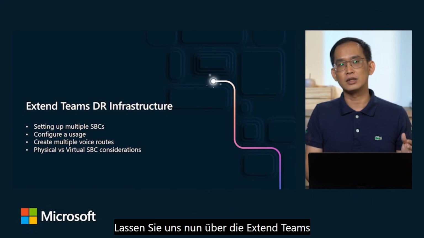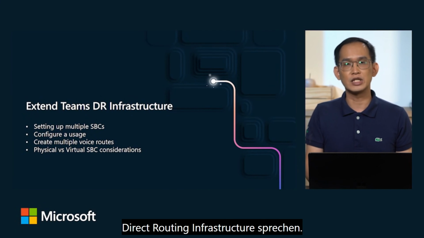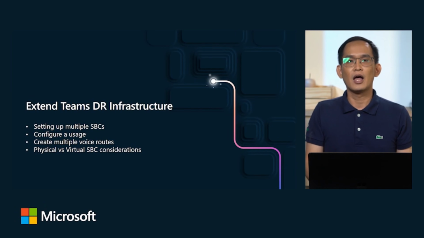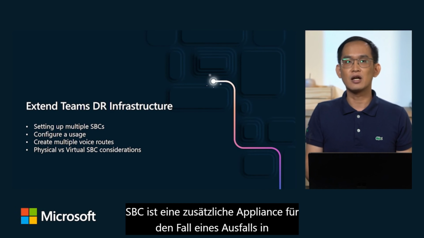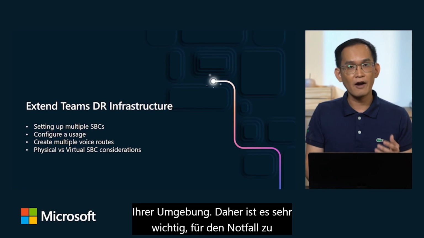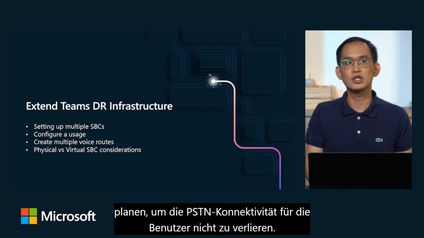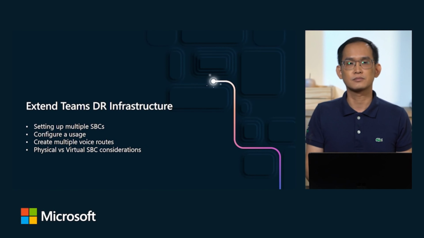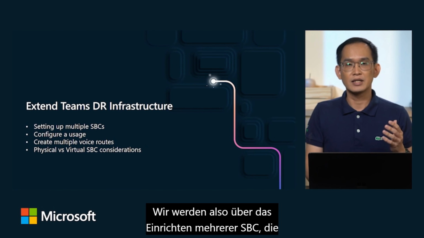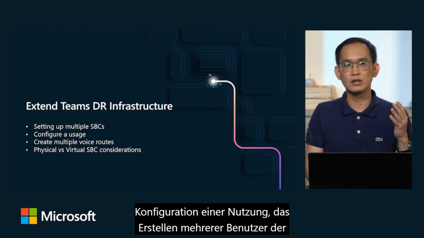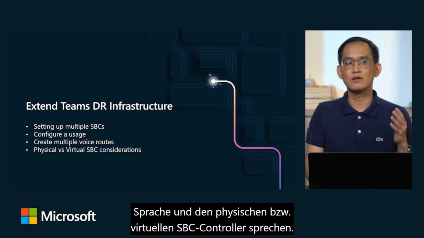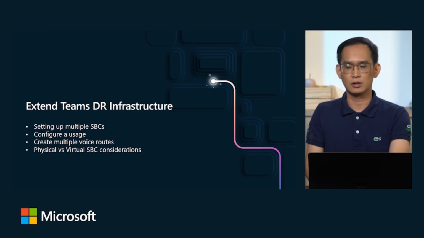Now let's talk about extending the Teams direct routing infrastructure. SBCs are additional single points of failure in your environment, so it's very important to plan for a disaster event so as not to lose PSTN connectivity for the users. So we will talk about setting up multiple SBCs, configuring a usage, creating multiple voice routes, and physical versus virtual SBC controllers.